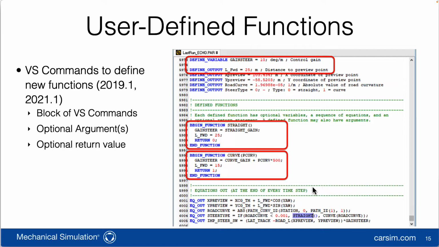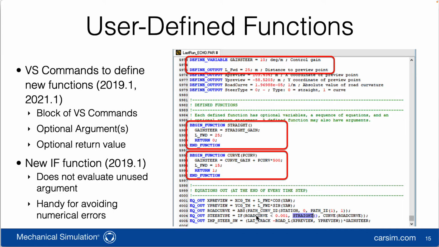In the echo file on the right here, we see that down at the bottom, the function is used in an if statement, and that's another new feature, an if function that is special. It's a lazy function that only evaluates the arguments if they're needed. It has three arguments. The first is either 0 or not 0. If it is not 0, it evaluates the formula for the second argument, like straight here, and returns that, and it completely ignores the third argument. On the other hand, if the first one is 0, then it evaluates the third argument and completely ignores the second one. This is a real quick way to avoid numerical errors such as dividing by 0.